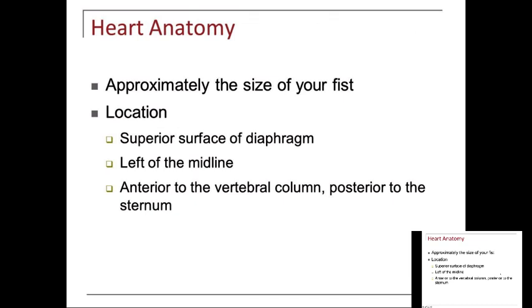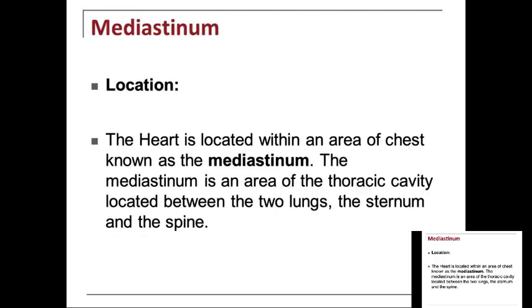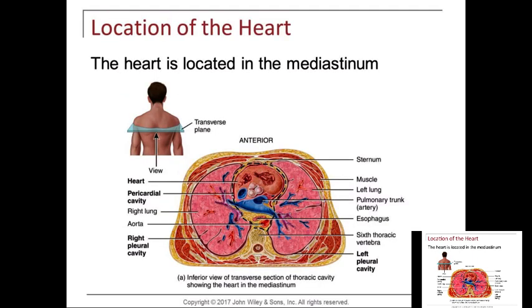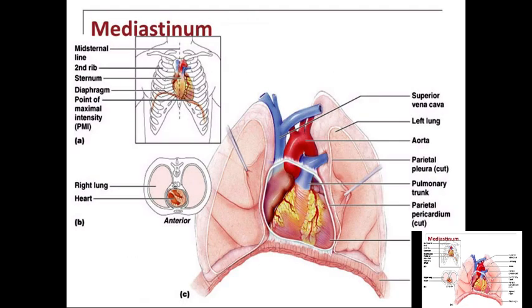So the heart's about the size of your fist, and it's located in a region called the mediastinum, which is superior to the diaphragm. There is some attachment from the diaphragm to the inferior, the apex of the heart. It's to the left of the midline. It's anterior to your vertebral column, but it's posterior to the sternum. So that region is referred to as the mediastinum. And we can see it here, and we can also see it here.